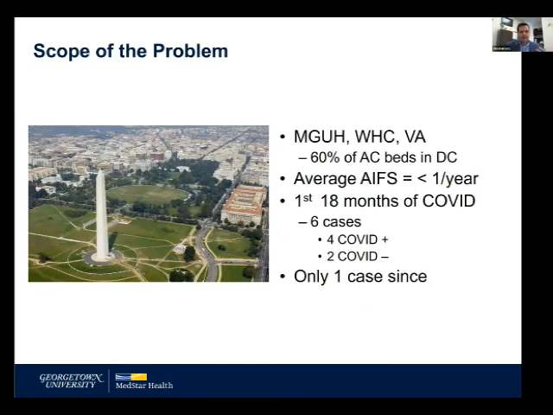From our experience, at least in the first essentially 2 years or 18 months, between Georgetown Hospital Center and VA, we make up about 60% of the acute care beds in DC. And on average, from my experience, both in residency as well as being here for the past 9 or 10 years, we have less than one case a year, probably one case every 2 years, of acute invasive fungal disease. And in the first 18 months of COVID, we had 6, I think maybe actually 7 now. While it's not overwhelming, it was a dramatic increase relative to the half a case a year.